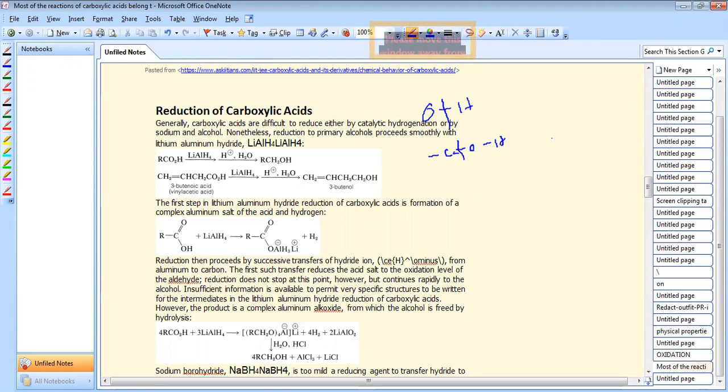these are known as nucleophilic substitution reactions, and next decarboxylation, that means removal of carbon dioxide, and then substitution reaction on the alkyl part of carboxylic acid. So in our syllabus we have these four types of reaction. Yesterday we completed the first one, that is the reactions due to the cleavage of the OH bond.